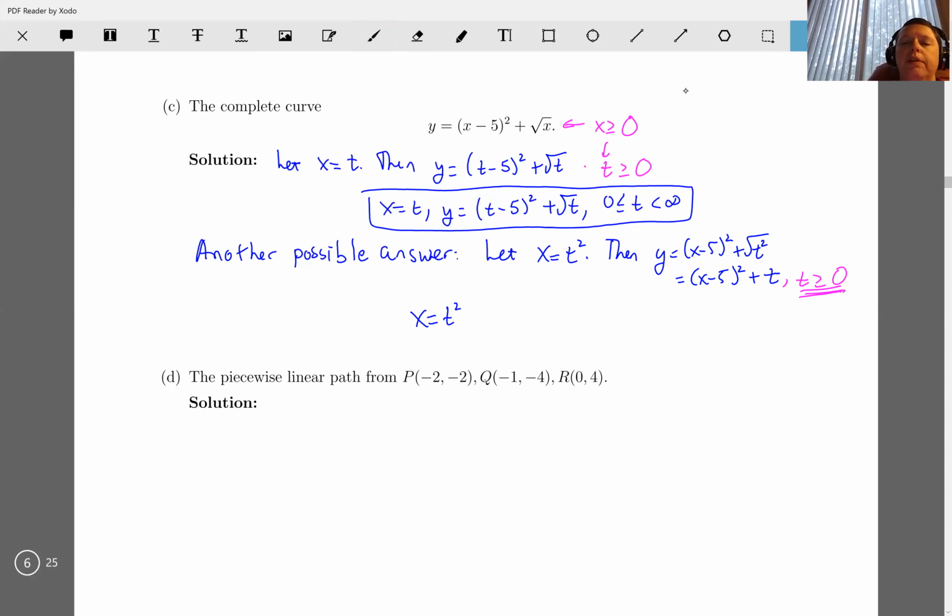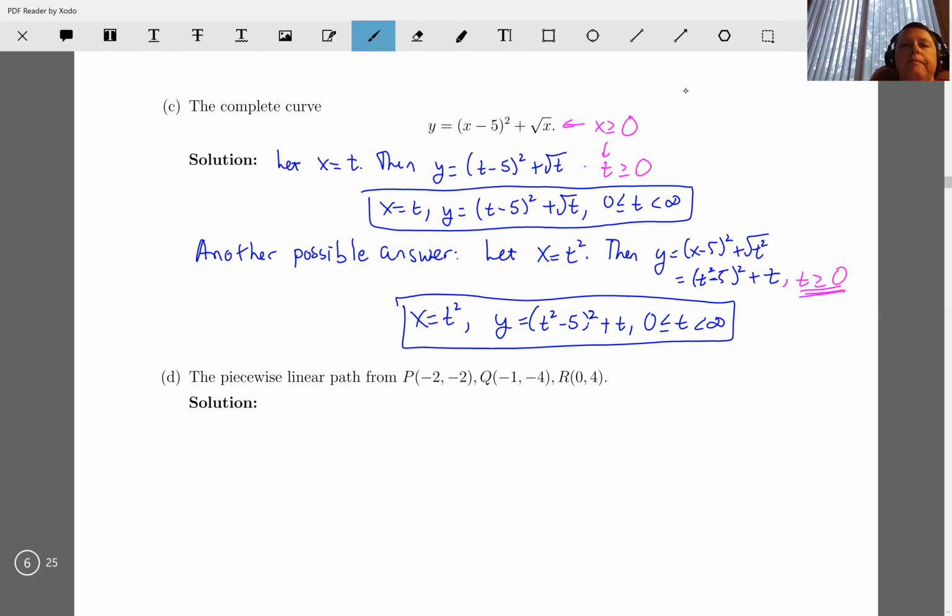It also would have been nice if I'd put the t squared in there instead of x, but sorry about that. x equals t squared, y equals t squared minus 5 t squared plus t, 0 less than or equal to t less than infinity. So this is another possible answer. Okay, so piecewise linear path.